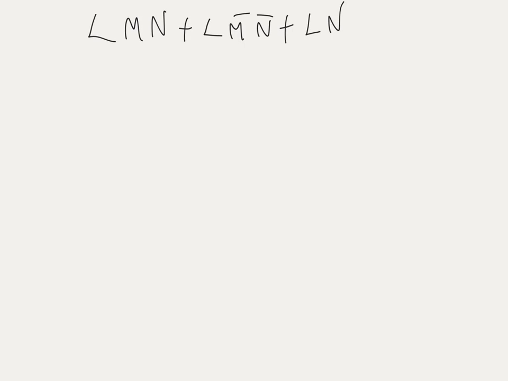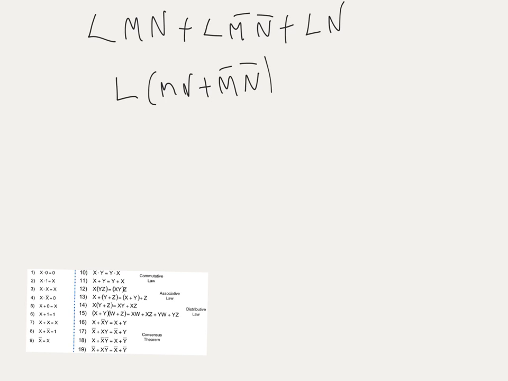What you might think that you'll want to do is take L out of these first two terms. And you can do that, and you're left with M N plus M naught N naught. And you think back to your theorems, and you say to yourself, this is something ORed that's inverse, right? So that would be like theorem 8. And that's where you'd make your mistake.